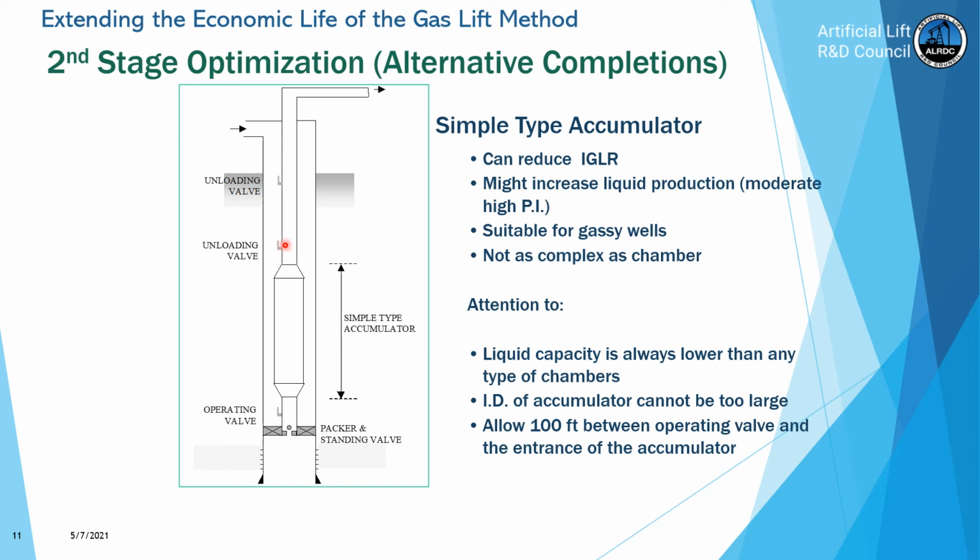And for that reason, in order to minimize the fallback losses in the accumulator, we usually recommend having a distance of around 100 feet from the entrance of the accumulator to the point where the operating valve is located. In that way, when the injection gas enters the accumulator, the liquids already have a velocity, and that minimizes the fallback losses.